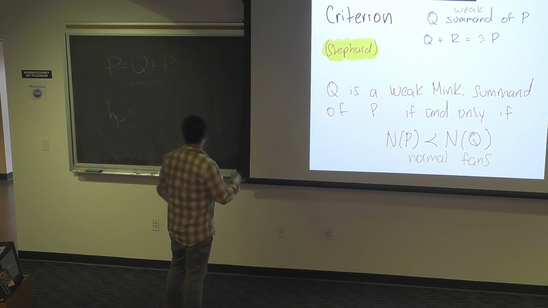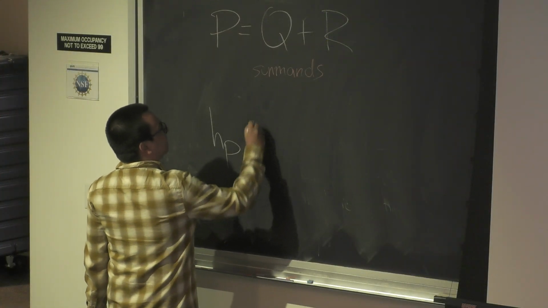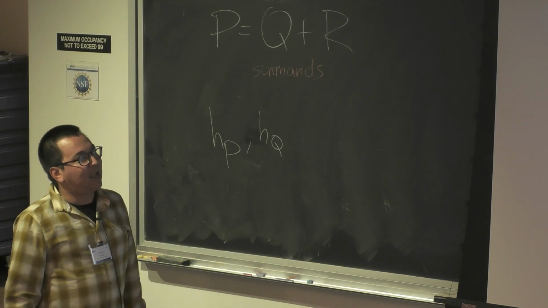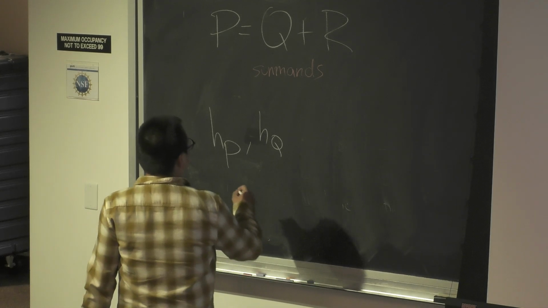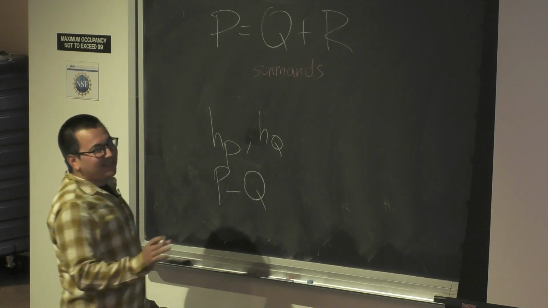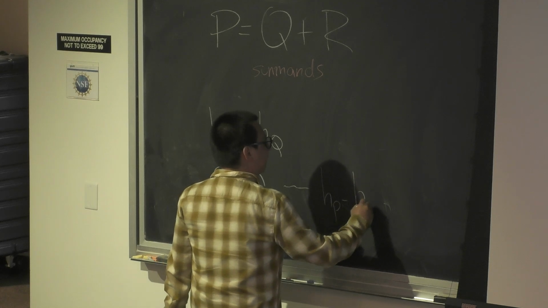By the way, because of what I said before, you can also think of it this way. I have HP, I have HQ, and I want to define somehow who is R. R should be like the difference. So P minus Q, if I say P minus Q in this talk, I really mean HP minus HQ.